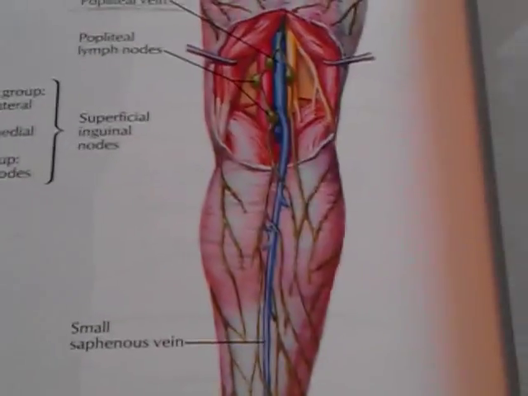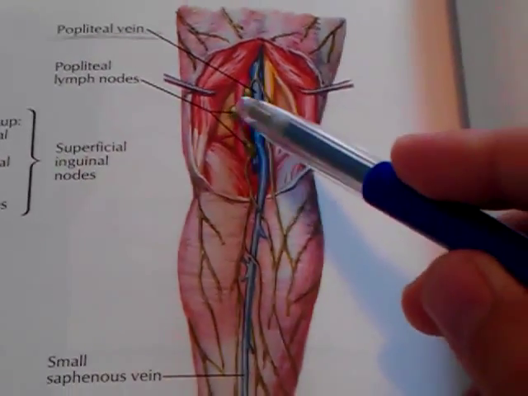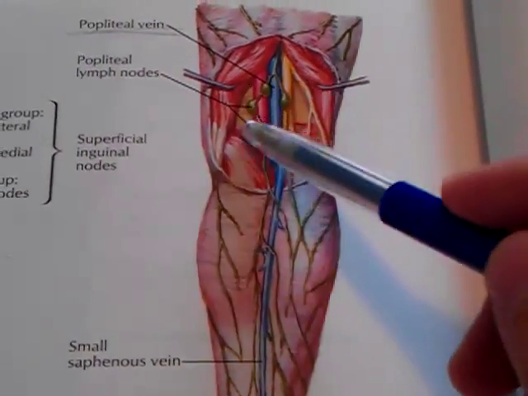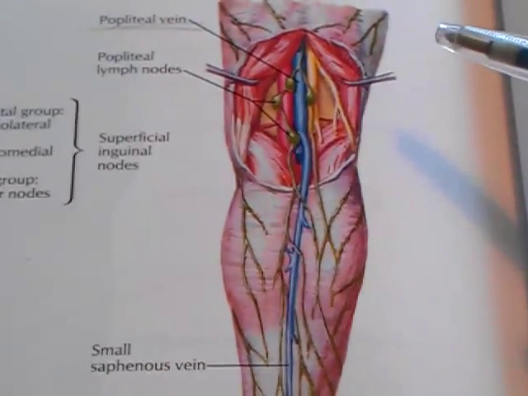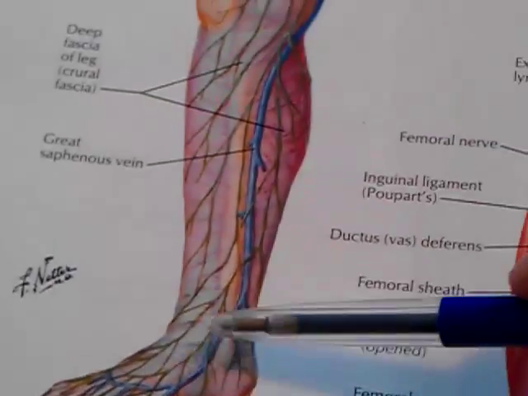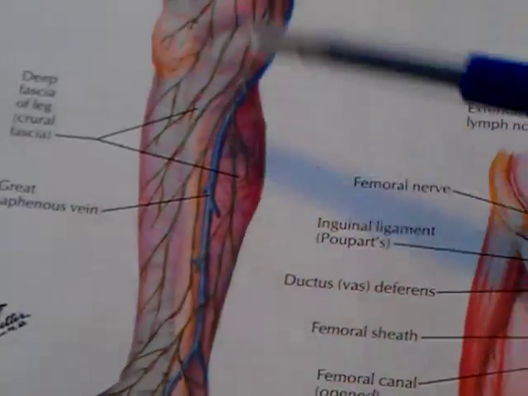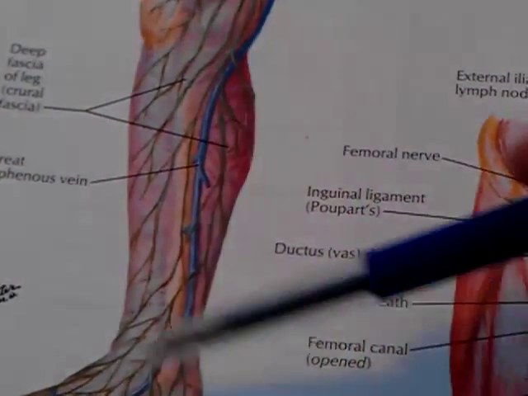and you can see the popliteal lymph nodes around the popliteal artery and vein. Now the superficial lymph vessels accompany the saphenous veins, the great saphenous vein.